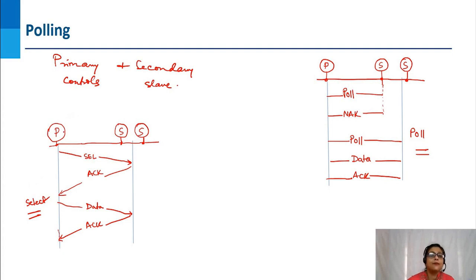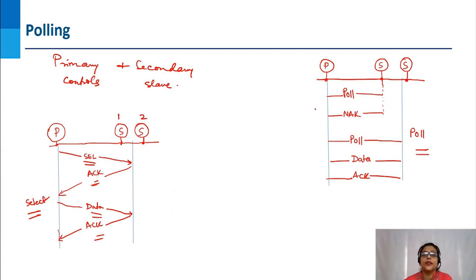In the select type of technique, the primary device is the controlling device and it wants to send data to the secondary. There can be a large number of secondaries connected to one primary. So the primary will send a select signal to the particular secondary to send the data. But in order to do that, it must understand that the secondary is free to accept the data. So if the secondary is free, it will send an acknowledgement signal to the primary. After that, the primary can send the data. And once the data is received by the secondary, it sends an acknowledgement signal back to the primary. So this is the select type of technique.